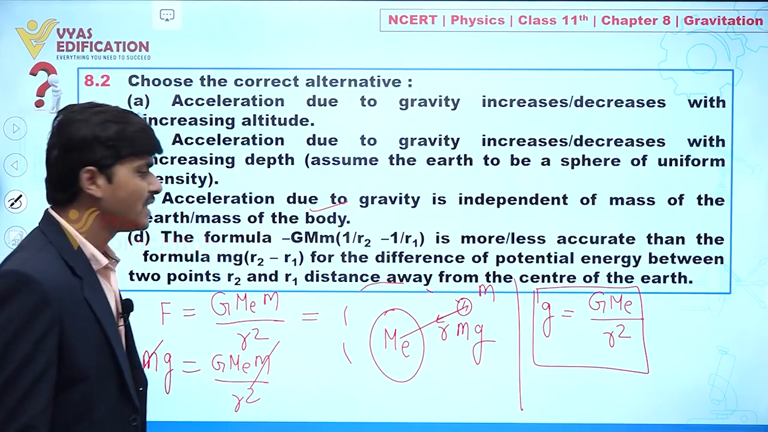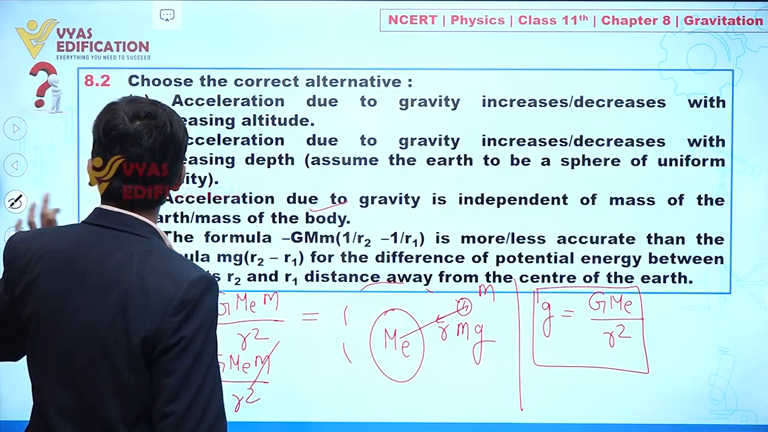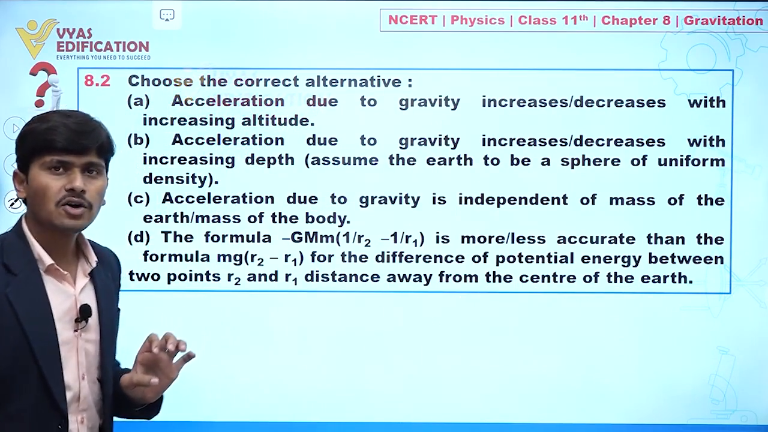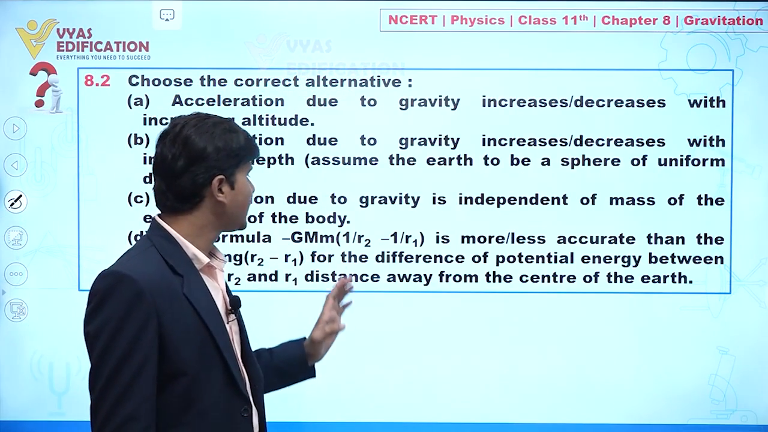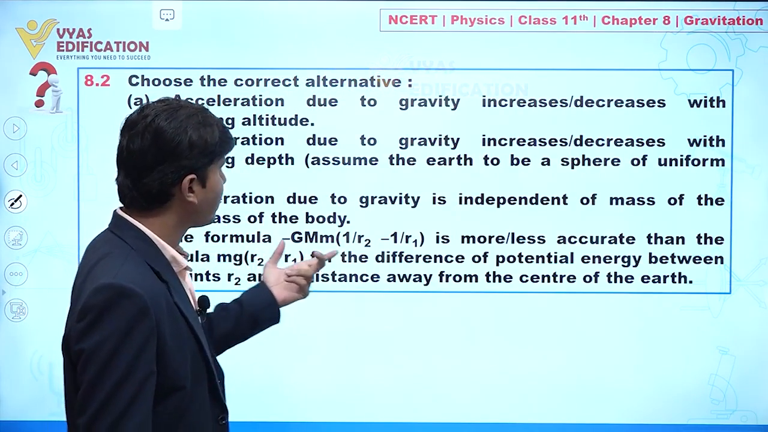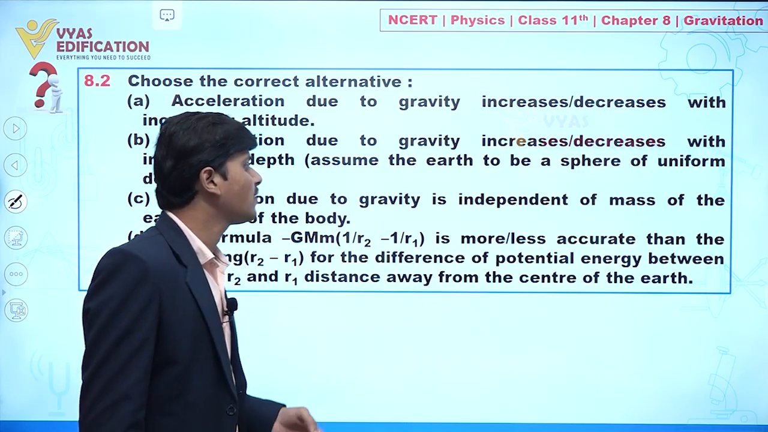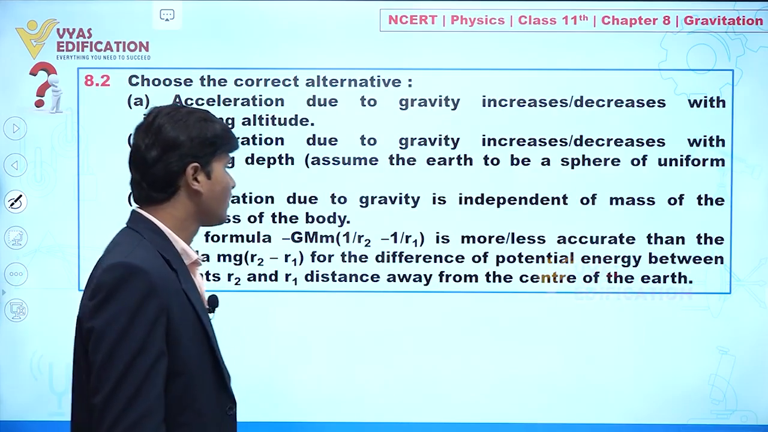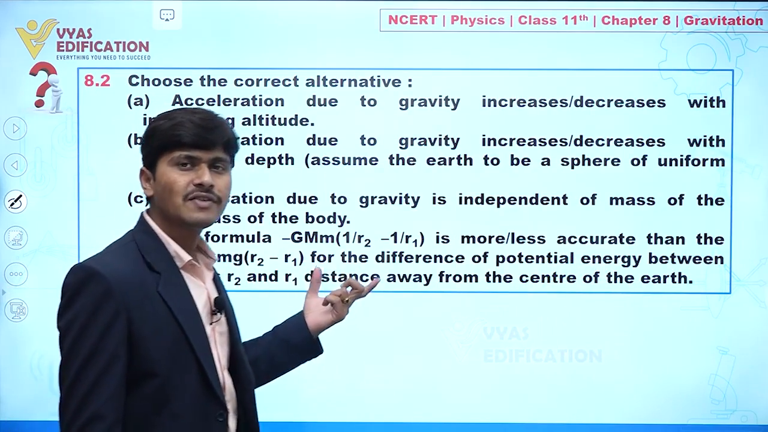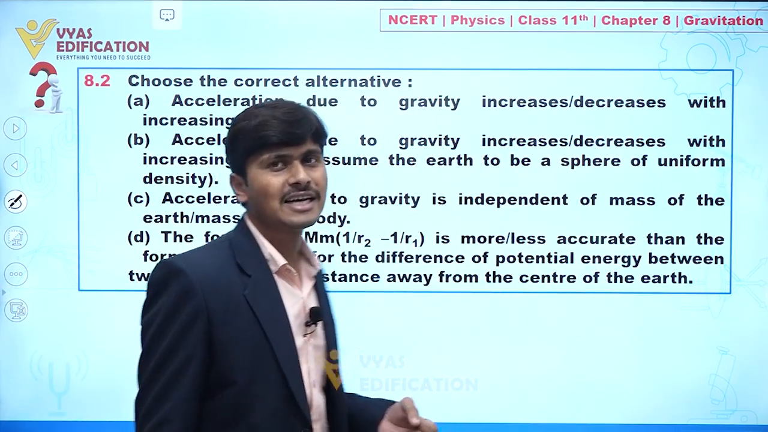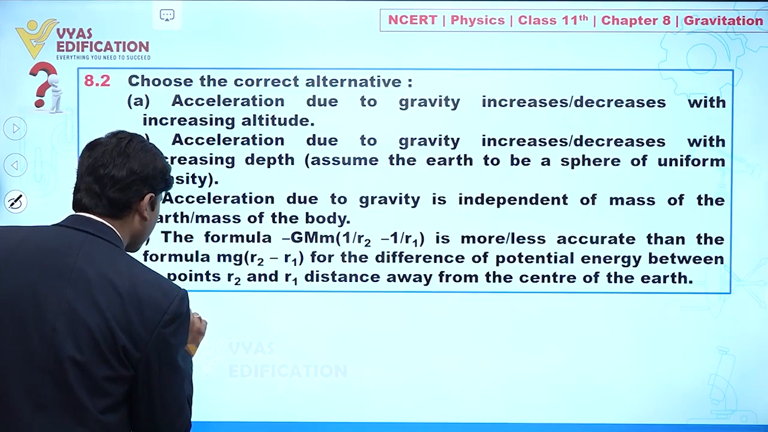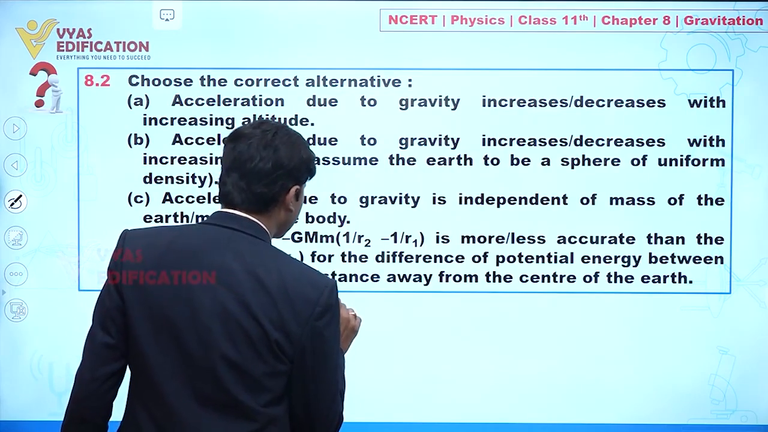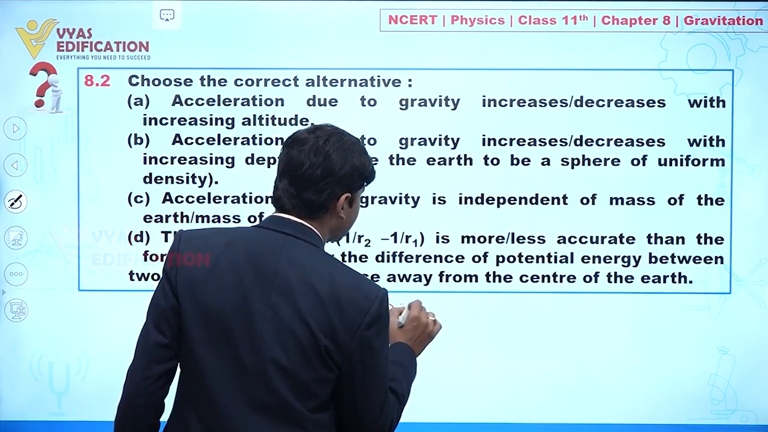Clear to everyone? Now we are going to discuss the last part of this question. According to this part, the formula -GMm(1/r2 - 1/r1) is more or less accurate than the formula mg(r2 - r1). Actually, this formula is given for change in potential energy. We know change in potential energy is given by U final minus U initial. Directly you can say this is mg(r2 - r1).